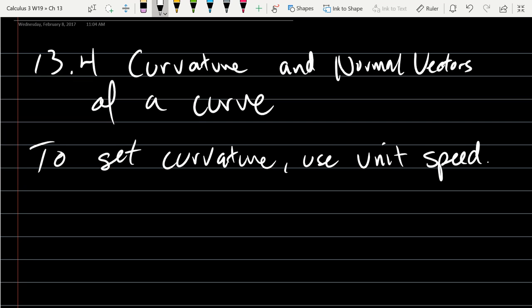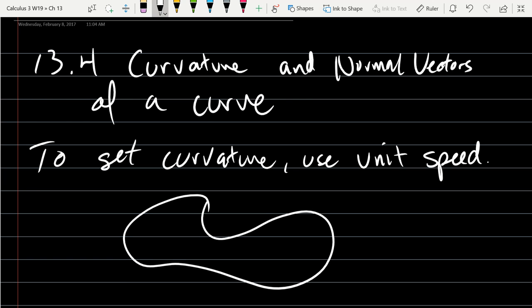The reason we need unit speed, if you think about curvature, is that it's basically how tight a turn is. If we think about, I'll just draw a curve. Racing is fun, so we'll think about going around this race course right here. When we measure curvature, it shouldn't be dependent on how fast we drive a motorcycle around the racetrack. So it should be independent of our actual speed. Curvature is a property of the curve, not a property of how fast you're moving around the curve. So that's the reason we need to use unit speed.